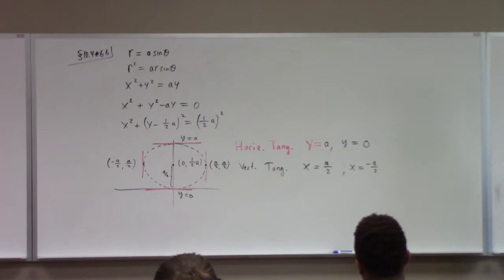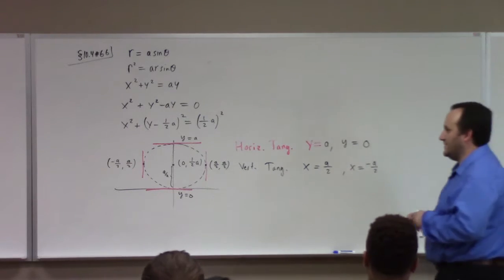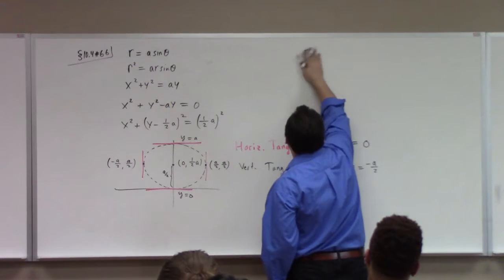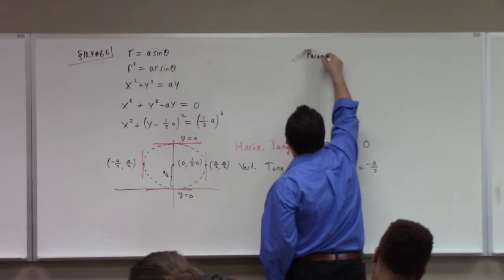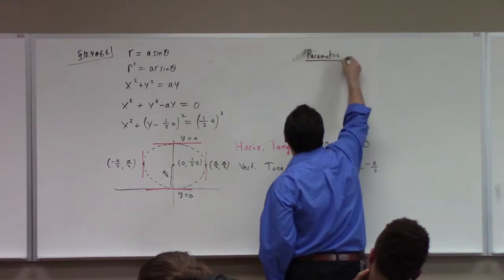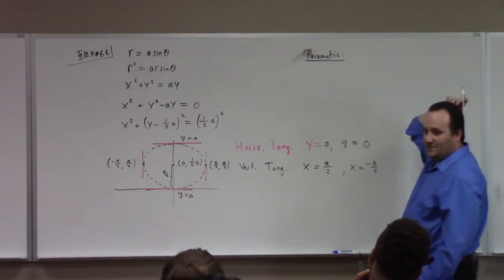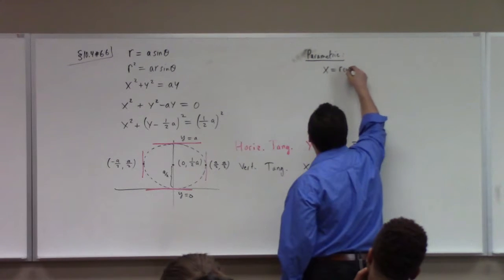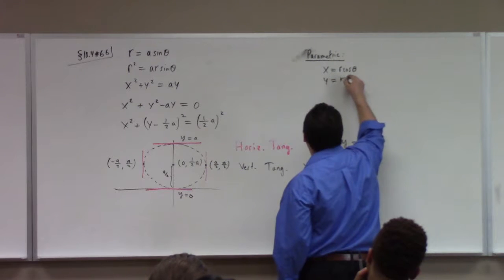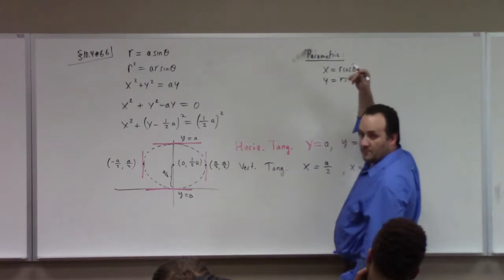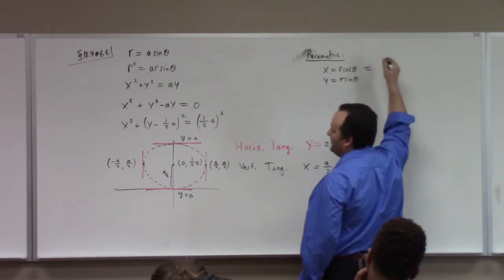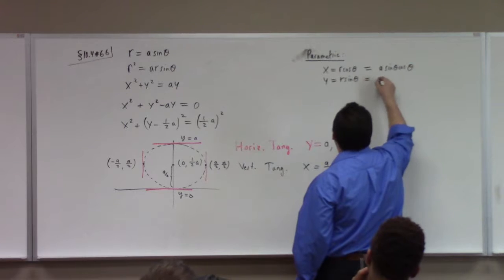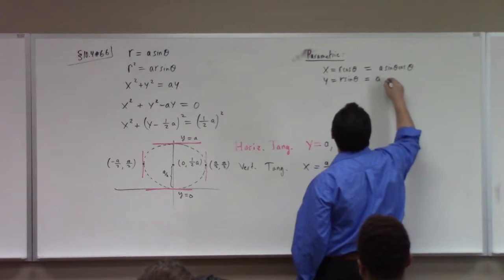Now, would you like me to do this with calculus? We could do this with calculus if you'd like. To parameterize, here's the parametric. But what if you can't magically see that it's a circle? Parametrically, you can say x is equal to r cosine theta, y is equal to r sine theta. So in this case, r is a sine theta, so x is a sine theta cosine theta and y is a sine squared theta.